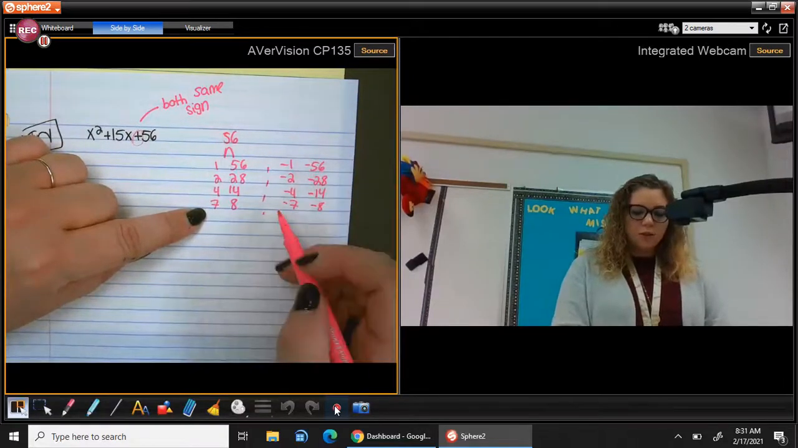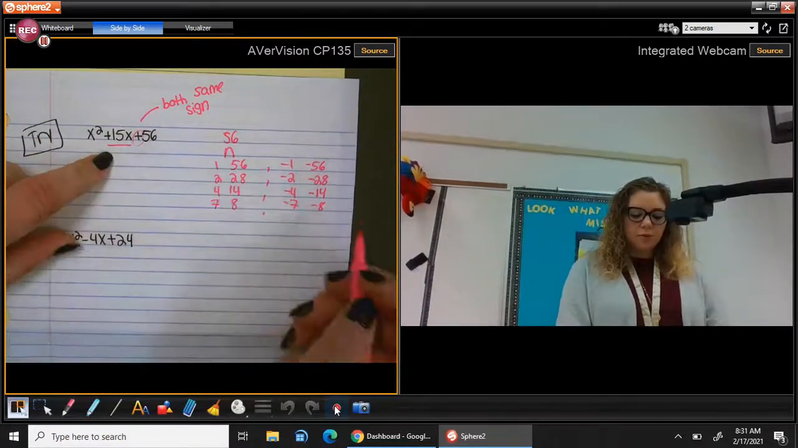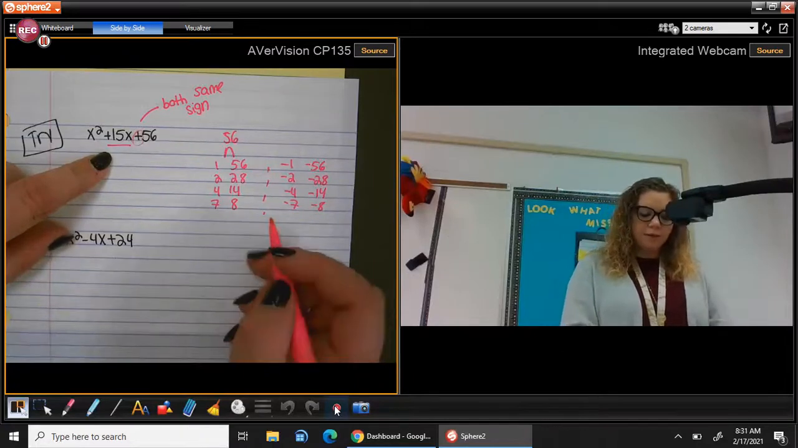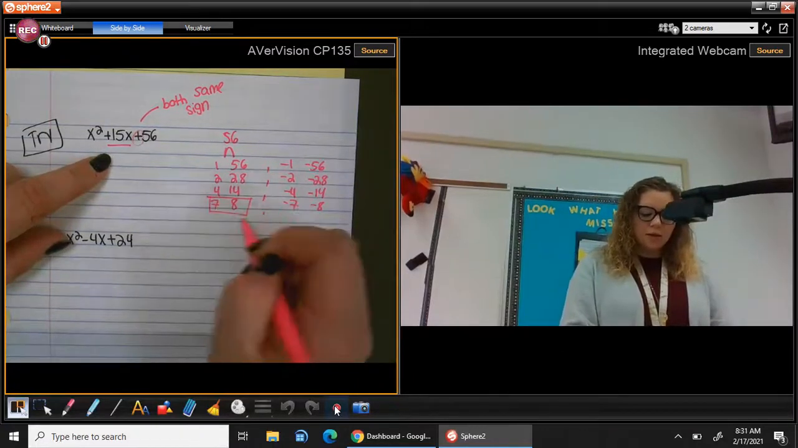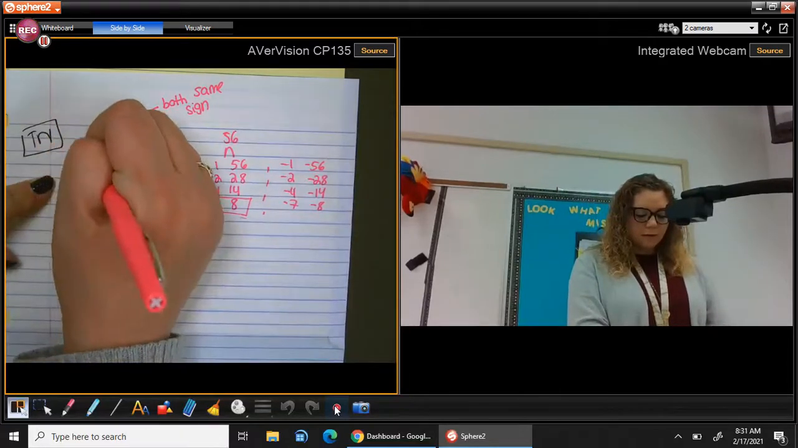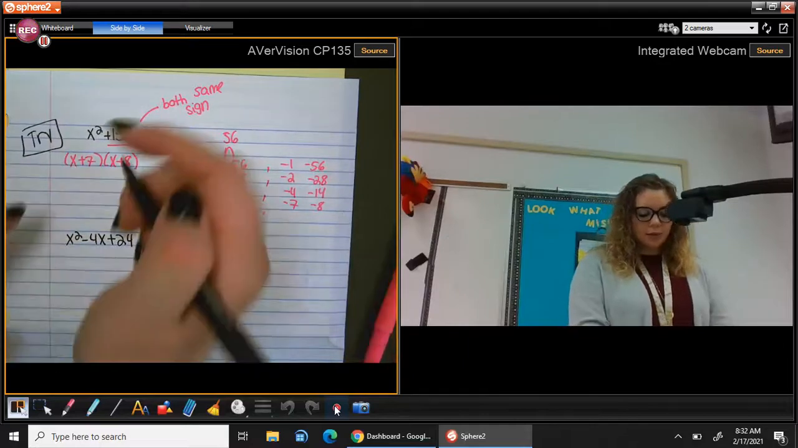Okay, so which one of these, when added together, would give you this middle term? And that is going to be 7 and 8. Notice how they're both positive. So I'm going to have x plus 7, x plus 8. And that is going to be my answer.